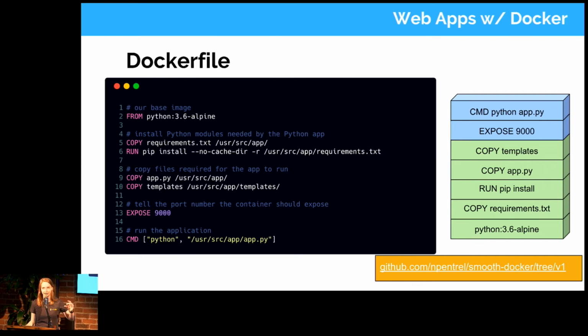Now, you also see that the top two layers, where the port is exposed and where we specify the command that is to be run when we run this container, are blue. And that is because they're not actually changing any files within the image. They're not adding any size to the image or anything. They're essentially just editing metadata for the image.